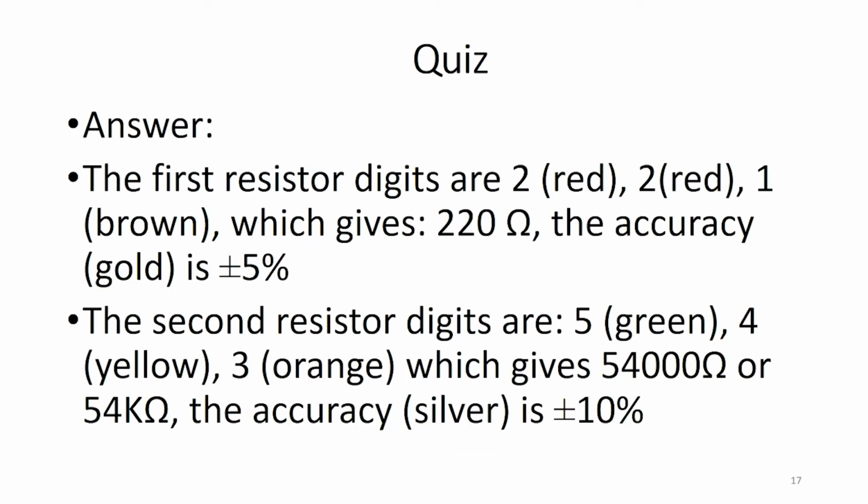Okay. Answer. The first resistor digits are 2, red, another 2, red, 1, which is brown, which gives 220 ohms. The accuracy, it's a gold color, is plus or minus 5%. The second resistor digits are 5 from the green color, 4 from the yellow, 3 from orange, which gives 54,000 ohms or 54 kilo ohms. The accuracy is plus or minus 10%.